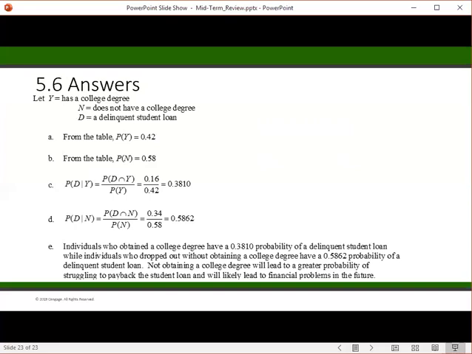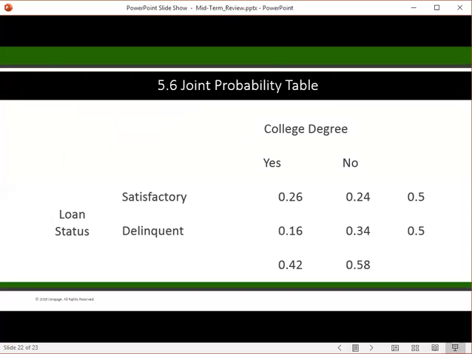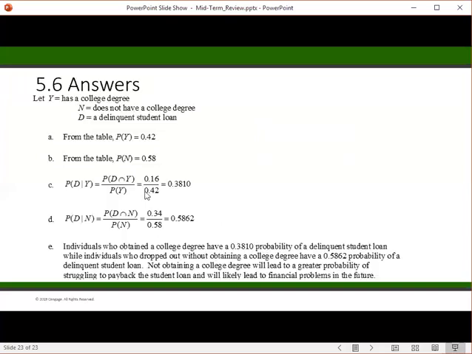Let's take a look at that table again. Delinquent status over here, received college degree. The intersection is there, 0.16. So the conditional probability is 0.16 over 0.42, or 38.10%.